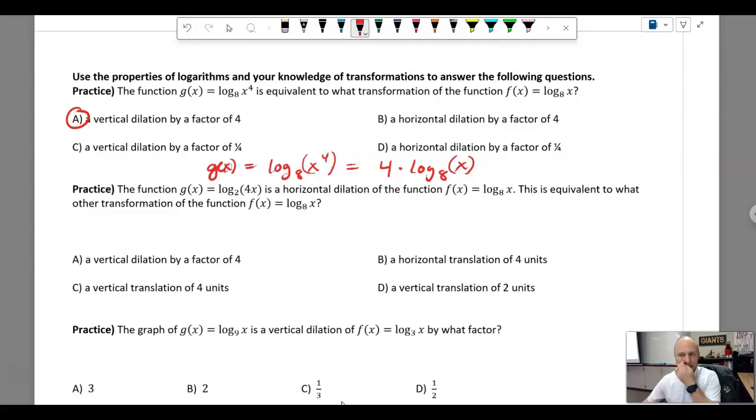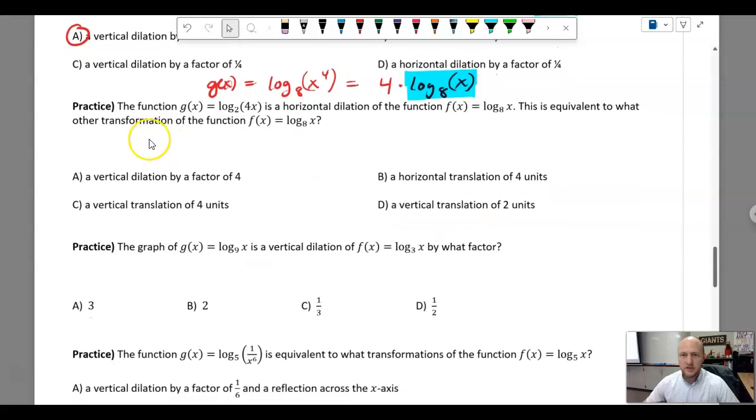Okay, this one is straightforward. You take that power of 4 and we can pull it out front. This is a vertical dilation by a factor of 4. And again, they tell you it's a transformation of what? Of log base 8 of x. Well, you want log base 8 of x to be by itself. So really, I have to use a property to remove that 4, right? So the power property allows us to pull it in front.